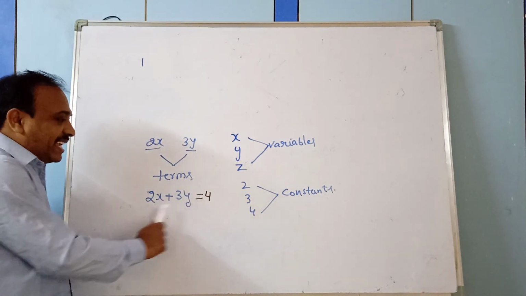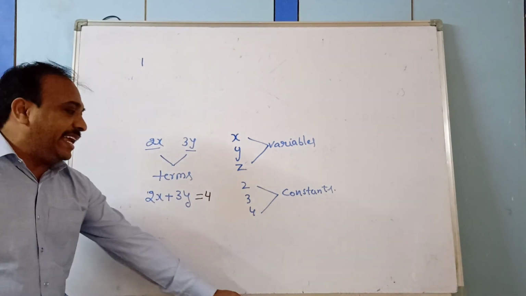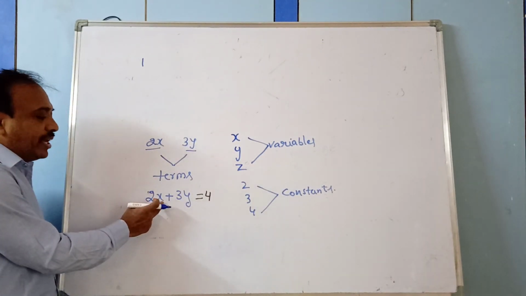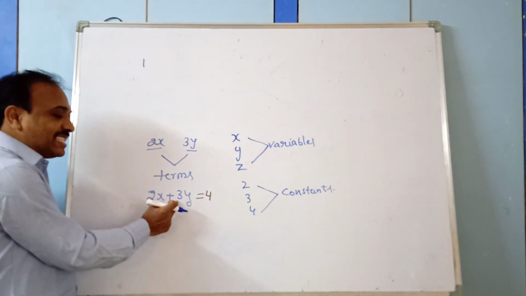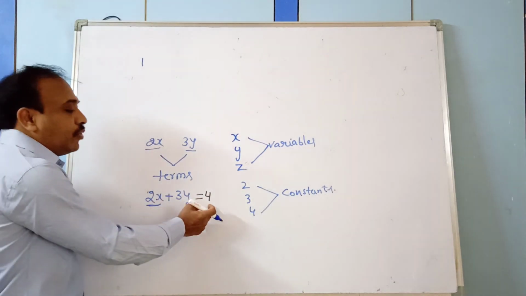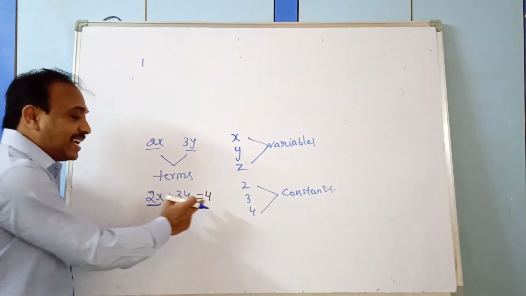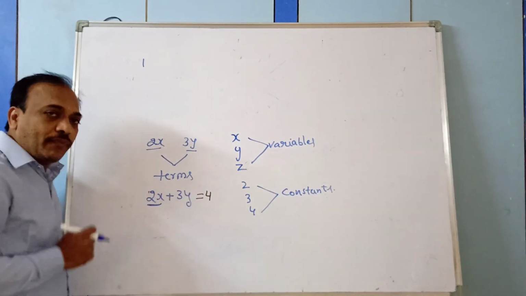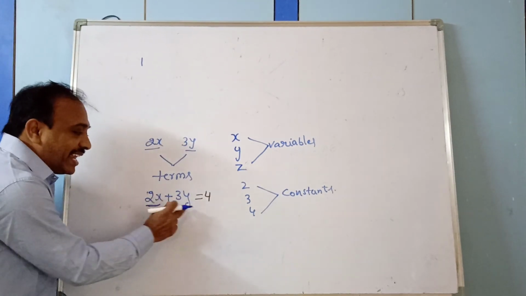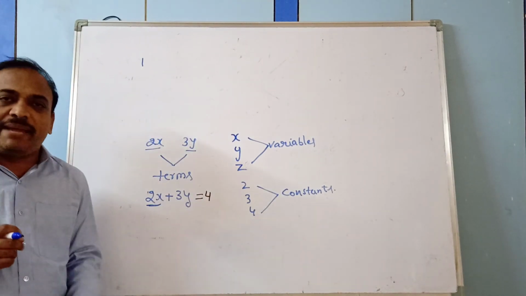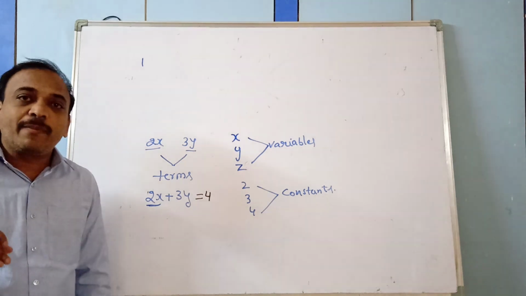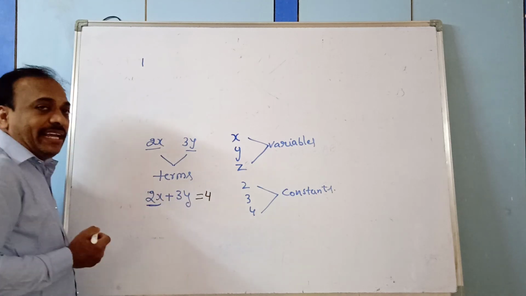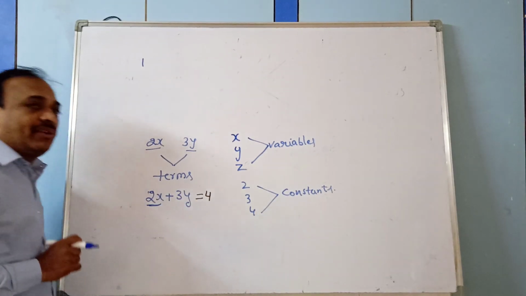In this equation, 2 is the coefficient of x and 3 is the coefficient of y and 4 is the constant value. So 2x plus 3y is equal to 4. In this, are the variables the same? No, the variables are different, x and y. So what do you call such a type of equation?